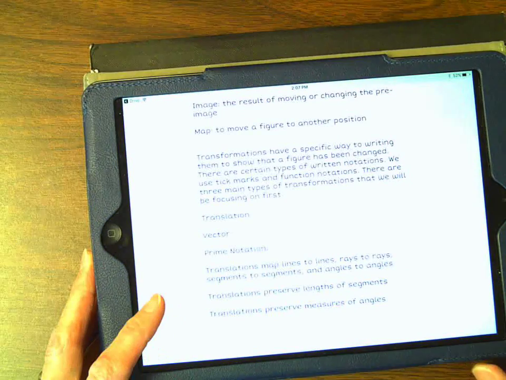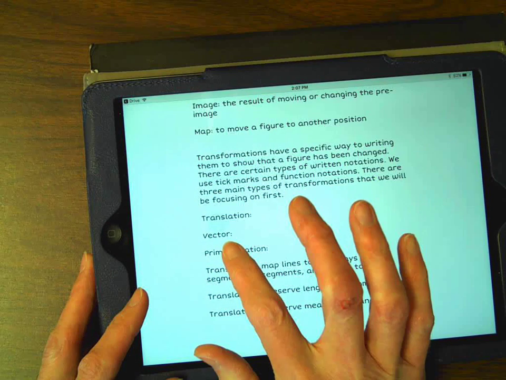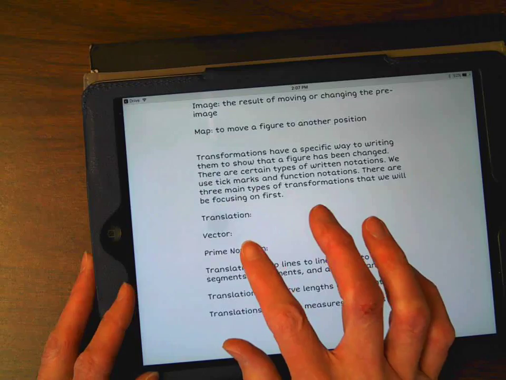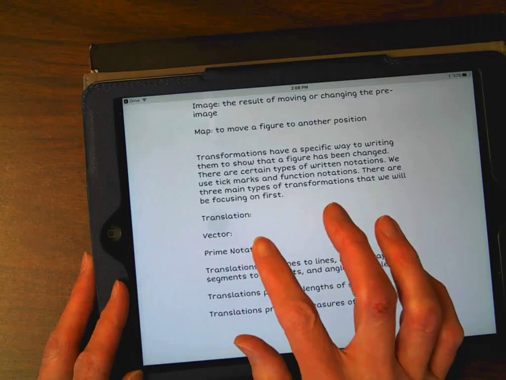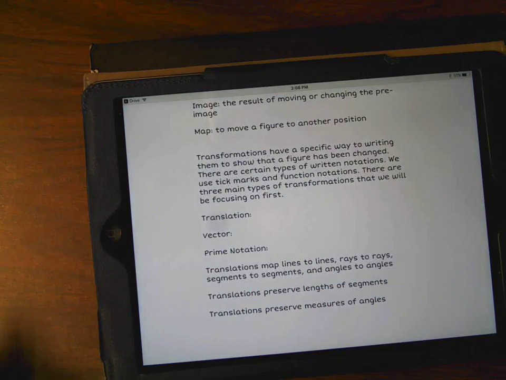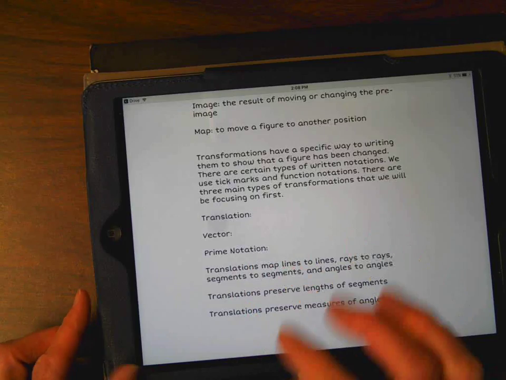So let's go back over here to our vocabulary on our notes and what you need to know. A vector is a tool that we use in geometry to show the length of a translation, okay? And it's in the form of an arrow. It has an endpoint with the arrow on the end.